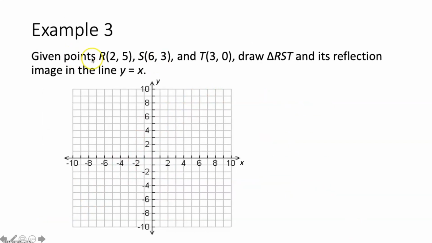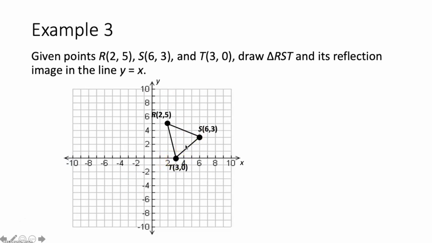Now, example 3 says, given points RST, draw triangle RST and its reflection in the line y equals x. So let's see how this is going to be different. We know how to graph these points now. Point R is at 2, 5. Point S is going to be at 6, 3. And then point T is going to be at 3, 0. So that's right there. There is our triangle.